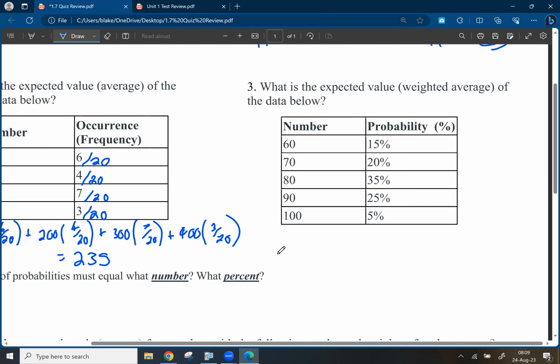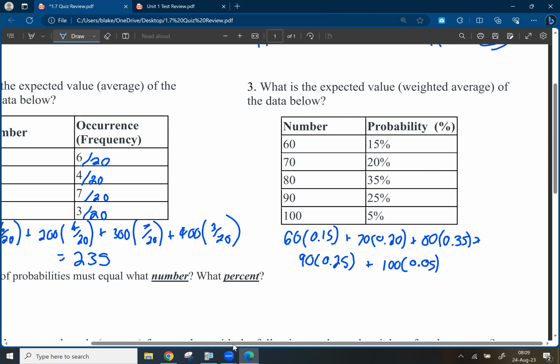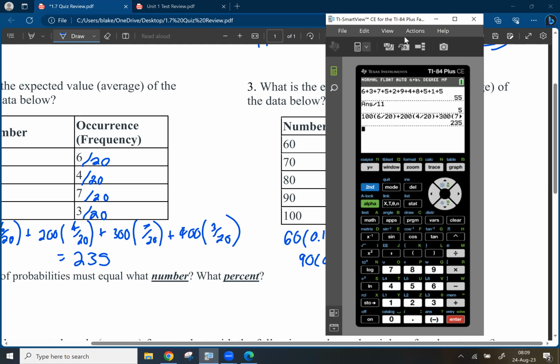Number 3 is pretty similar, but what's nice is that these are already probabilities. So we'll just put them in their decimal forms and it'll work out. So 60 times 0.15. We're going to add it with 70 times 0.20 plus 80 times 0.35 plus 90 times 0.25, and then finally 100 times 0.05. So we add these all up, and we'll have our average.